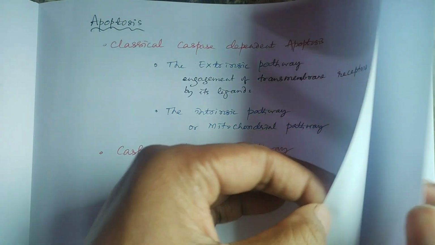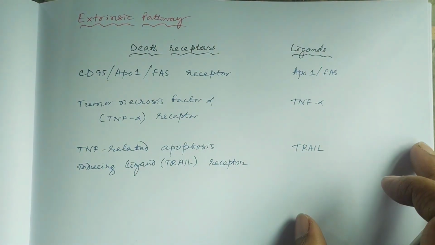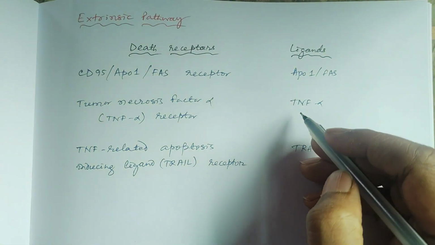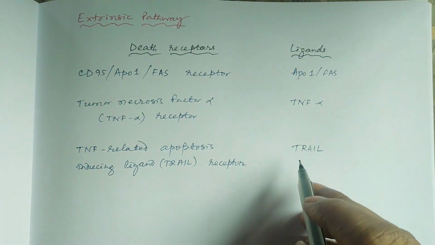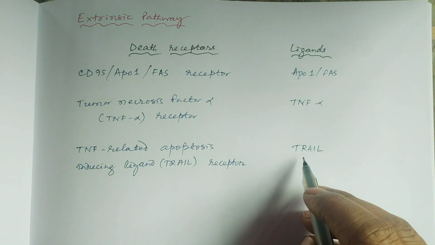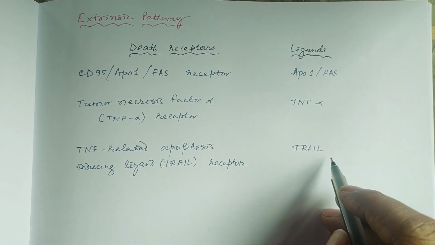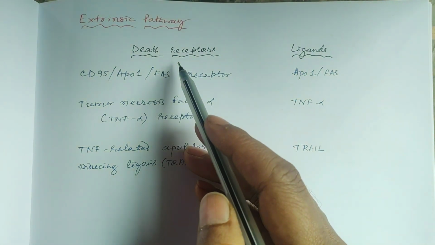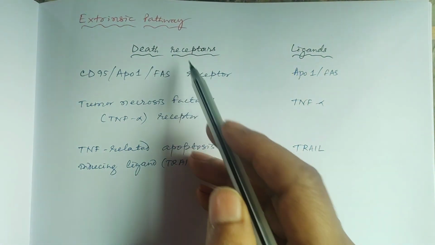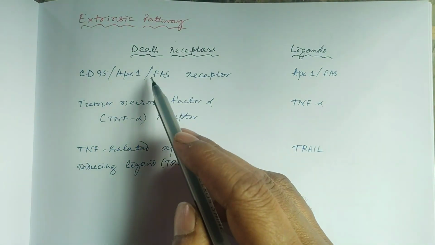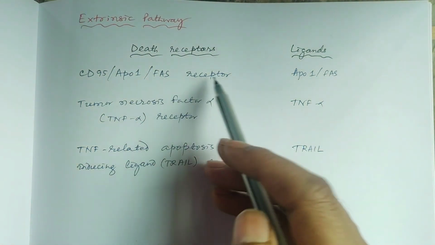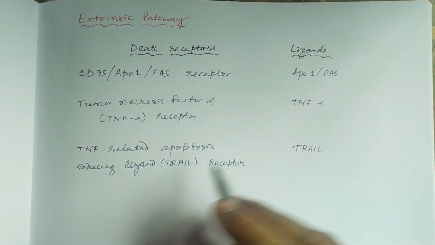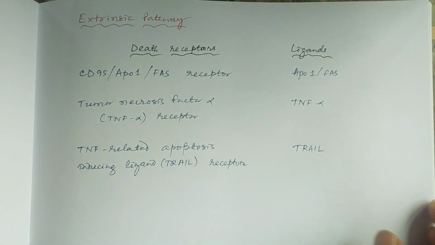Let us first discuss the extrinsic pathway, where the ligands can be FAS or APO1, tumor necrosis factor alpha, and TNF-related apoptosis-inducing ligand, TRAIL. These ligands have receptors on the cells called death receptors. FAS or APO1 has the CD95, APO1 or FAS receptor. TNF alpha has the TNF alpha receptor. TRAIL has the TRAIL receptor.